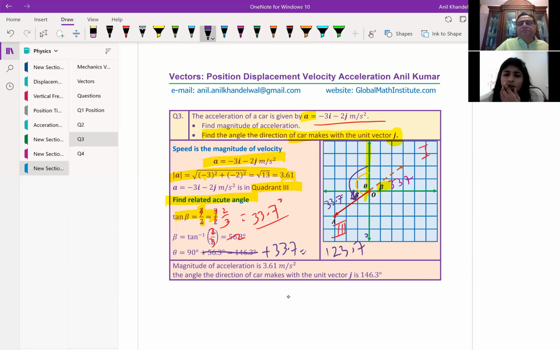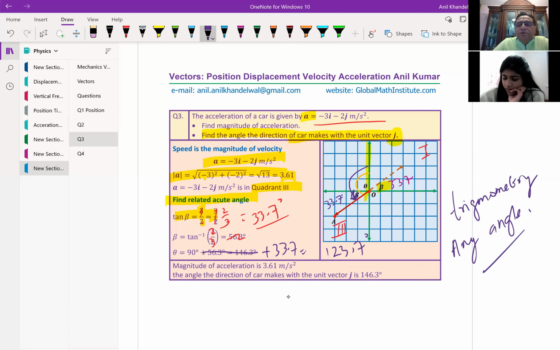Wait, what topic is this again with the quadrant 3 and knowing the related acute angles? In trigonometry, when you find any angle... Wait, I think I need to revisit that. Yeah, you review trigonometry, any angle.